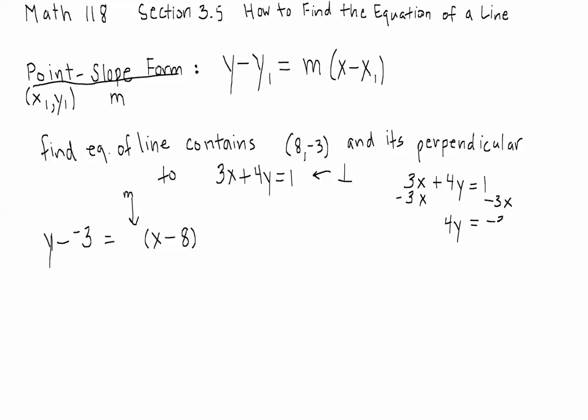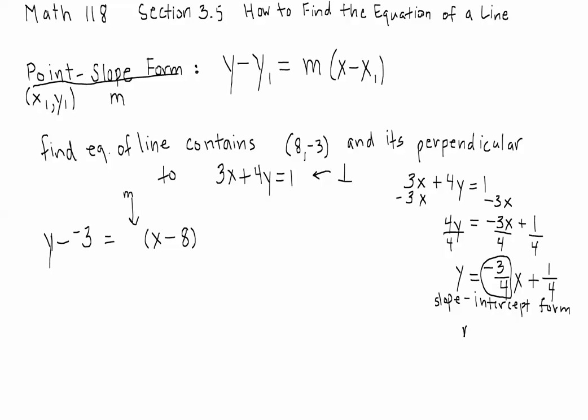So the first thing I did is I moved the 3x over to the right side. And then the last thing is I'm going to divide by the coefficient of the y. I get y equals minus 3/4 x plus 1/4. This is great form. This is called slope-intercept form. And when the equation is in slope-intercept form, then the coefficient of the x is the slope of that line.